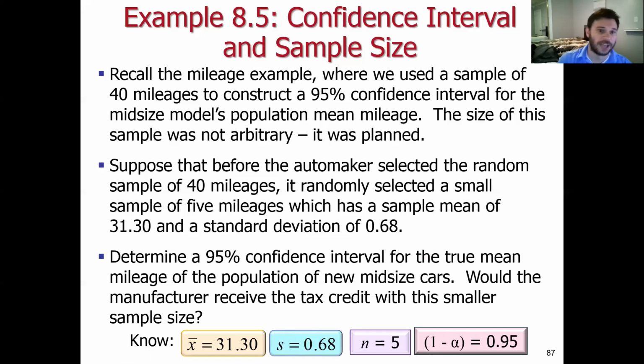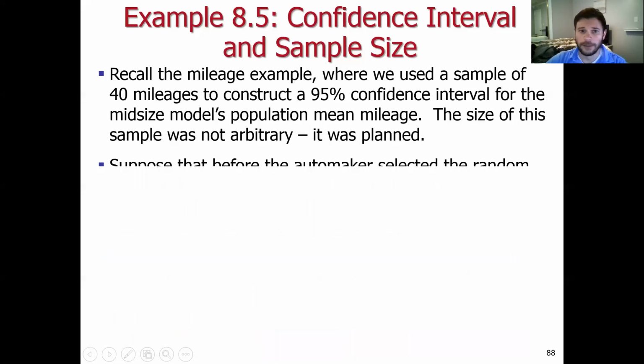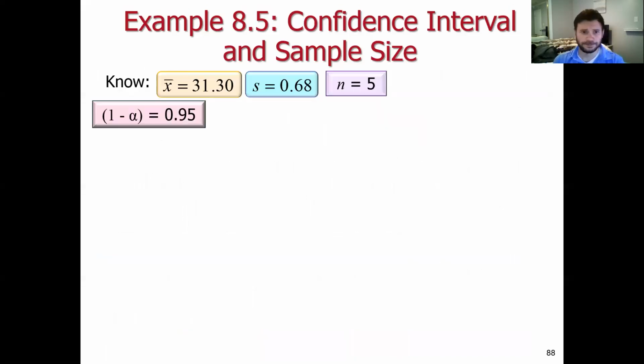In the previous example, when we first looked at this case study, we had only applied the normal distribution using our Z table. So the first thing we're going to do is construct a confidence interval at the 95% level for the data we've extracted, using the sample size of n equals 5. So again, here's what we know.